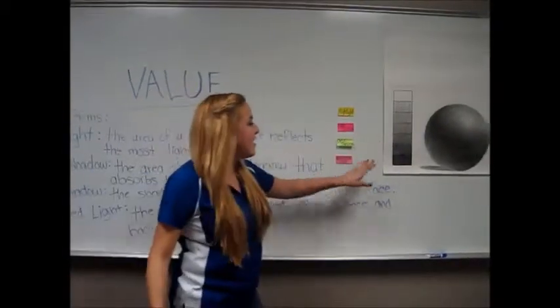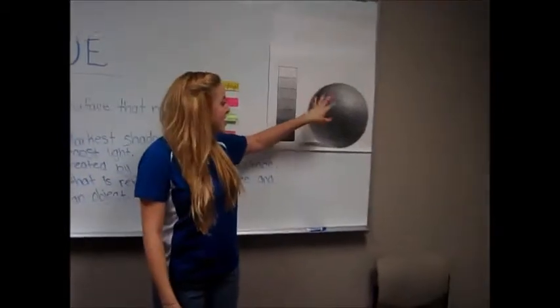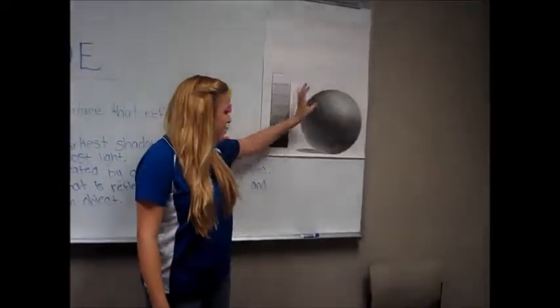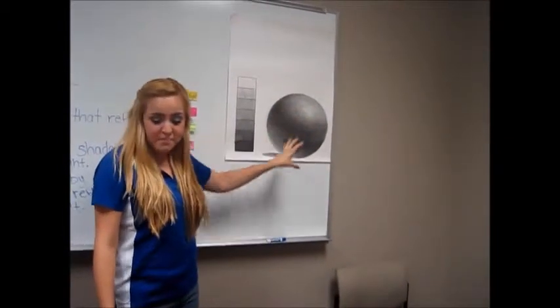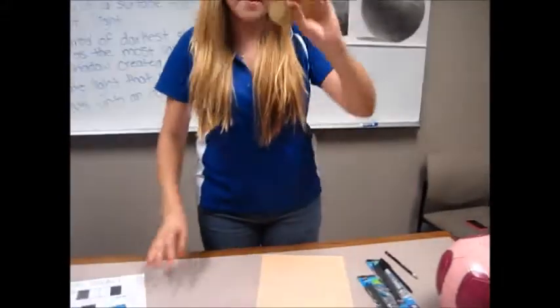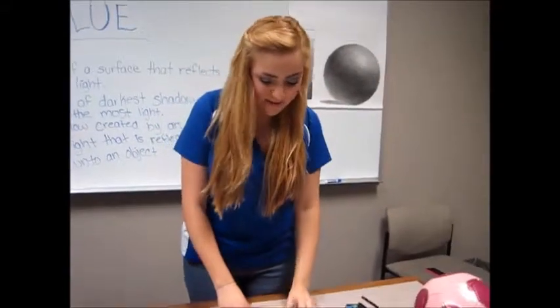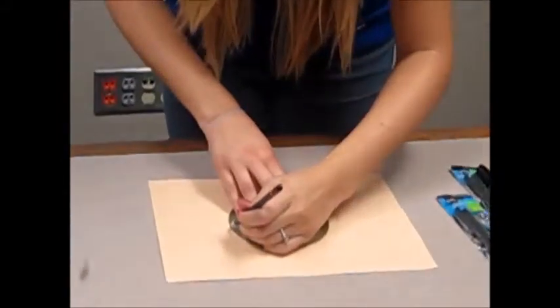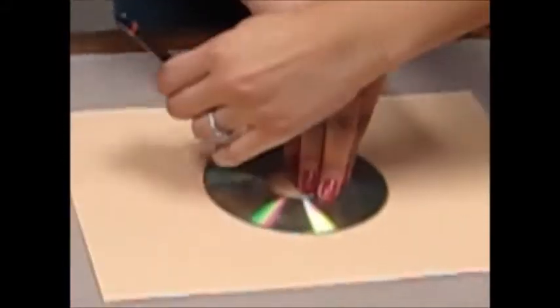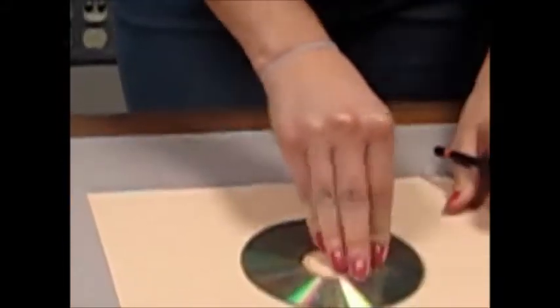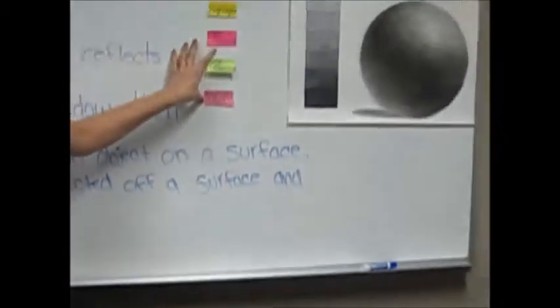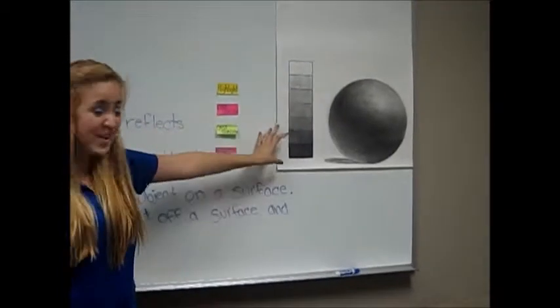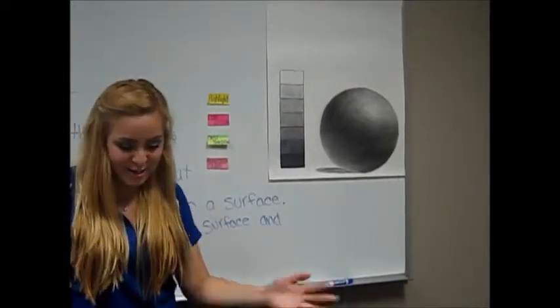So now that we finished the value scale, your challenge is going to be to apply all these values into a circle and make it into a ball. So you're going to take your drawing paper that I gave you, and I'm going to pass out some CDs so you guys can make a perfect circle, and you're going to make it right in the middle of your paper. Once you do that, you're going to have to apply these terms into your value scale into your circle and make it into a ball.